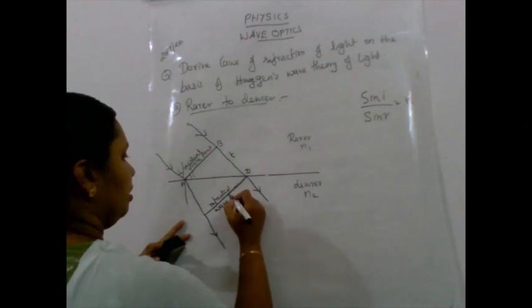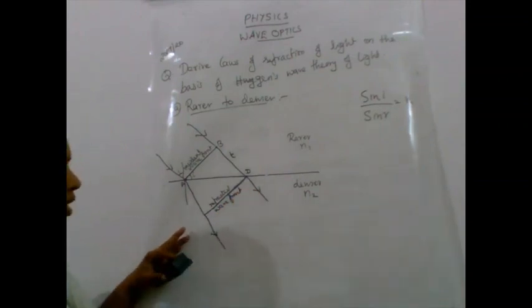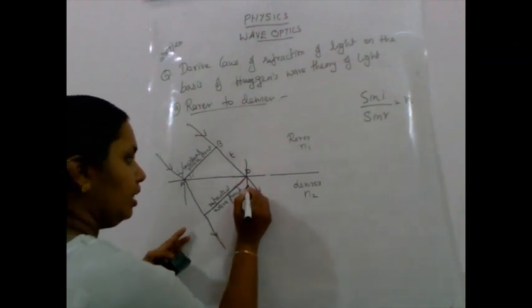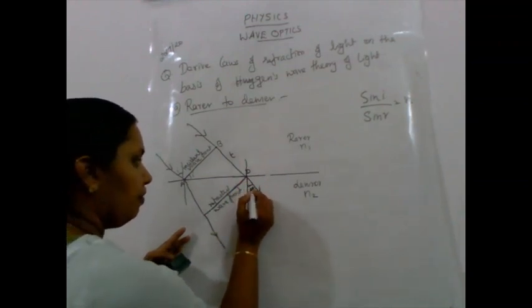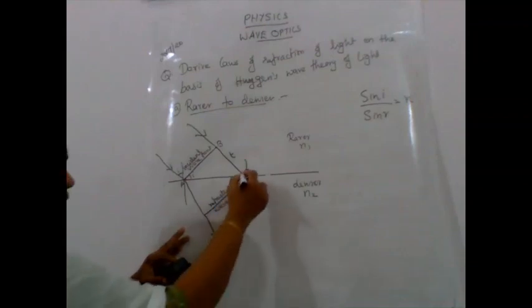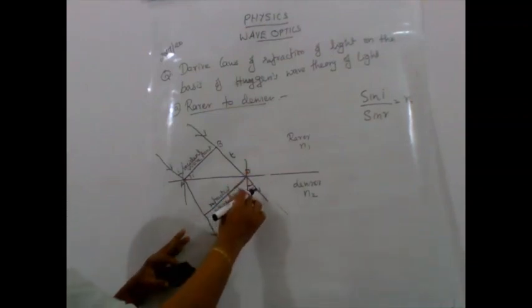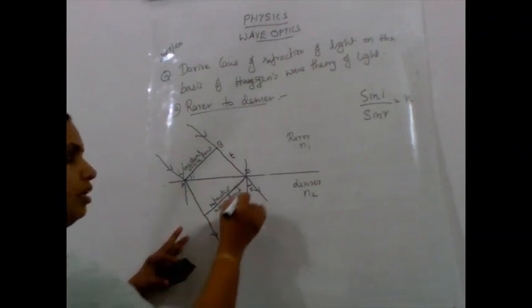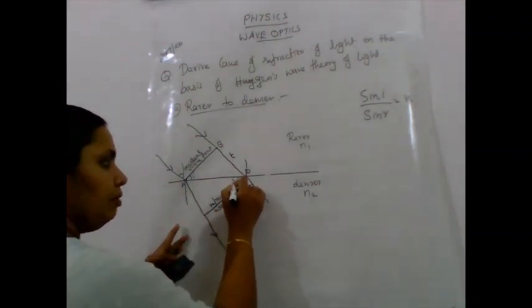Then draw a normal to this point. What is this angle? This is the angle of refraction, r. So this is the direction of the refracted wavefront. So this is the angle of refraction, and here also this is r. Okay, so this angle will be r. This is also r, the angle of refraction.